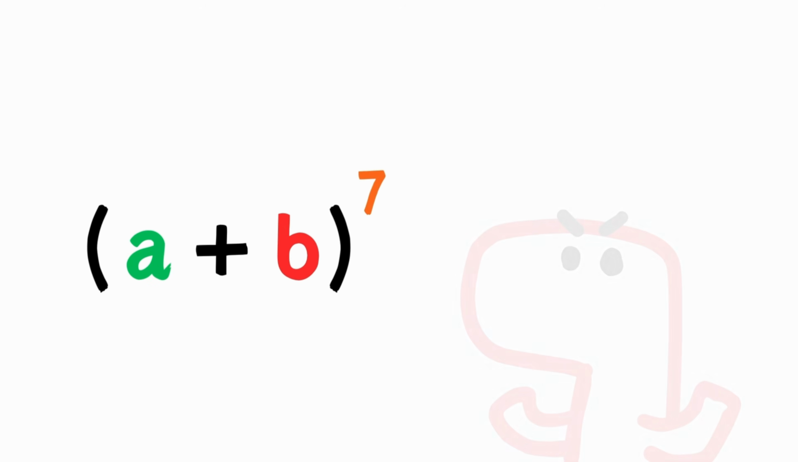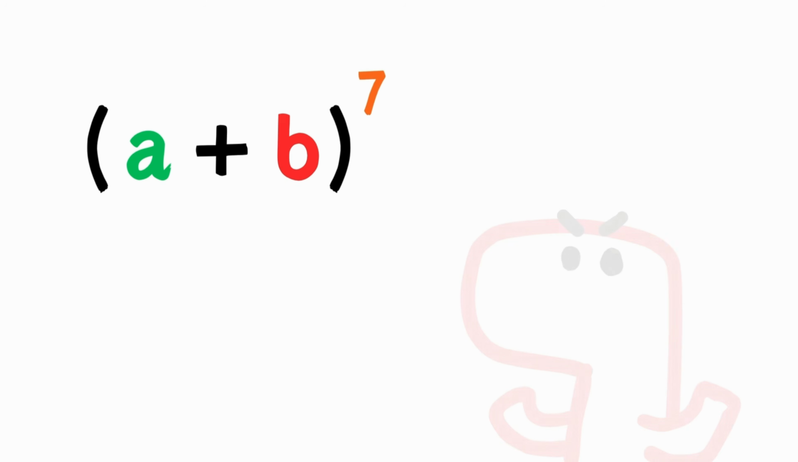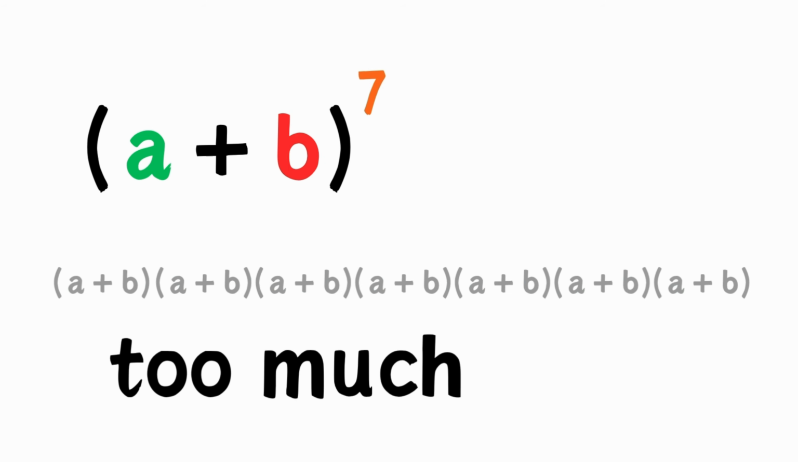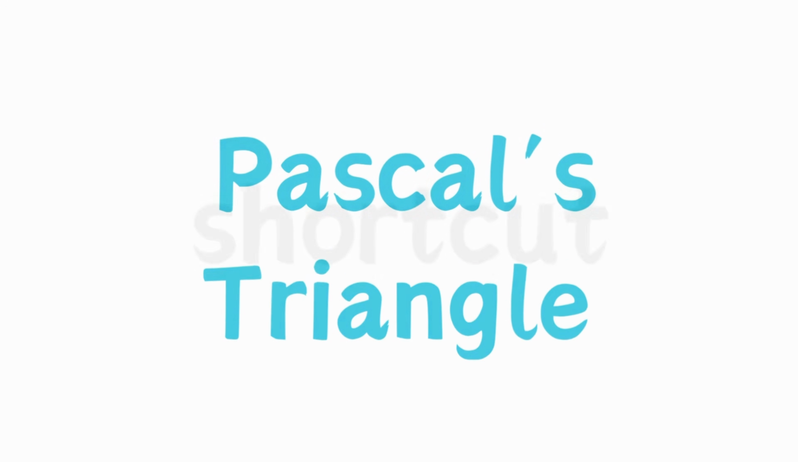Expanding binomials can be a lot of pain. No one wants to manually multiply and then add like terms. That's too much work. Thankfully, there's a really cool shortcut we can use instead.